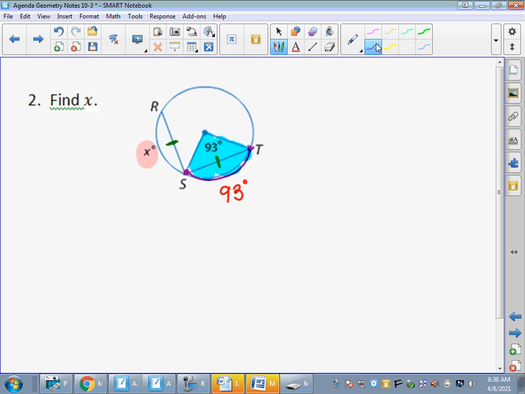If two chords are congruent, I know their arcs are congruent. Well, it's not drawn in, but this would be my central angle for arc RS, right? If the chords are congruent, the arcs are congruent, so X has to be equal to 93, the same as that other one. I think that one messes people up because it doesn't have that other radius drawn in. Chords being congruent means the arcs are congruent. Those ones are so easy, they're difficult.